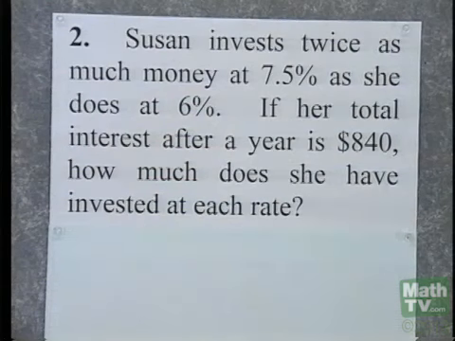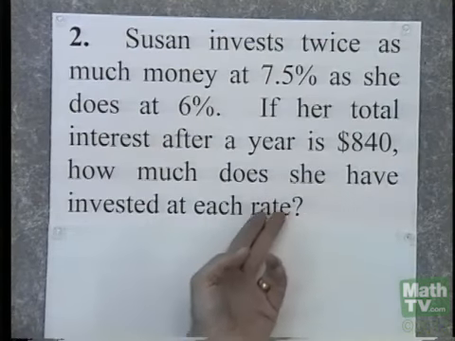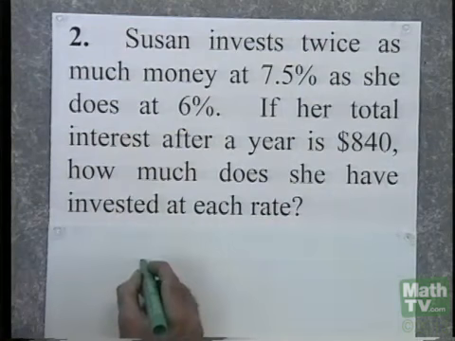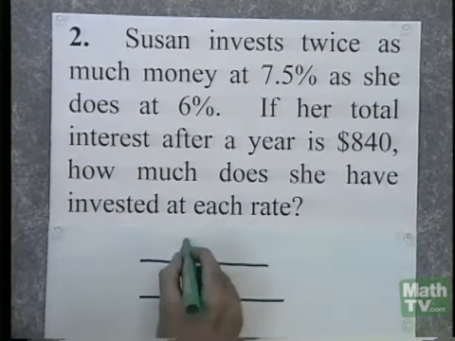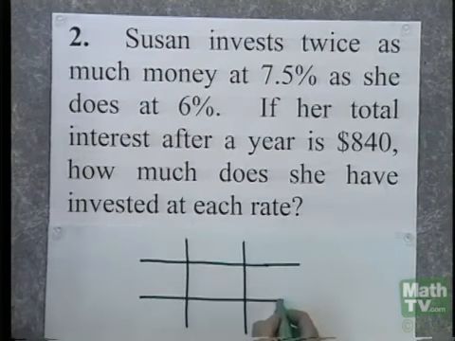Problem number 2, we have Susan invests twice as much money at 7.5% as she does at 6%. If her total interest after a year is $840, how much does she have invested at each rate? So I'm going to solve this problem by setting up a little table, and the table is going to have 2 rows and then a couple of columns right here. Let me extend it over this way right here.